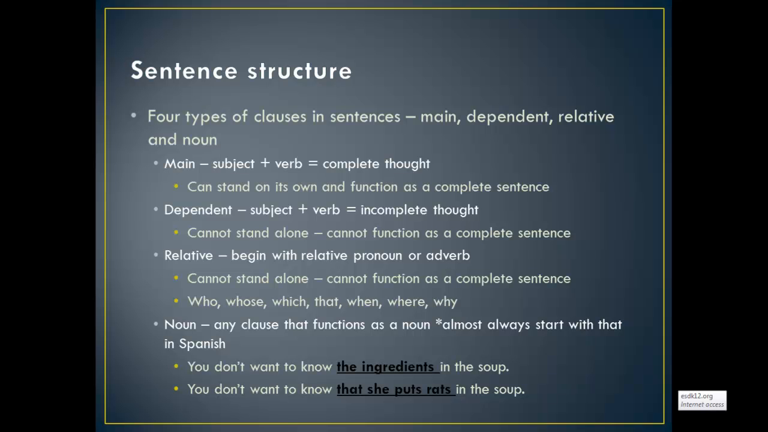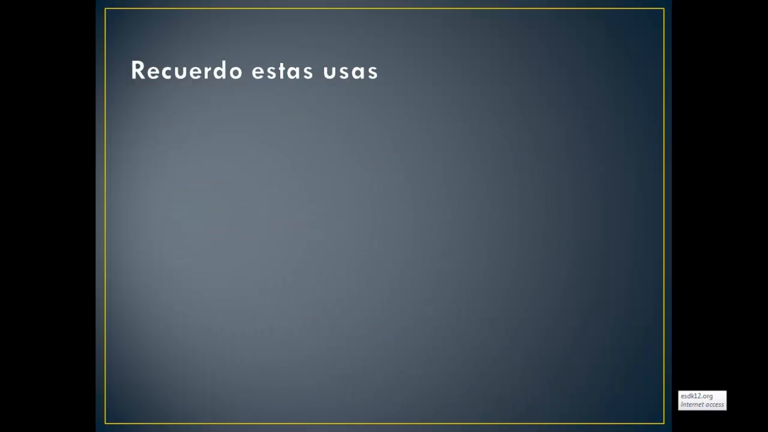You don't want to know the ingredients put in the soup. So instead of saying the ingredients, which is your noun or your direct object, you replace that with: you don't know that she puts rats in the soup. That's the difference between a noun and a noun clause. And again, this hopefully is reviewed from your English classes.